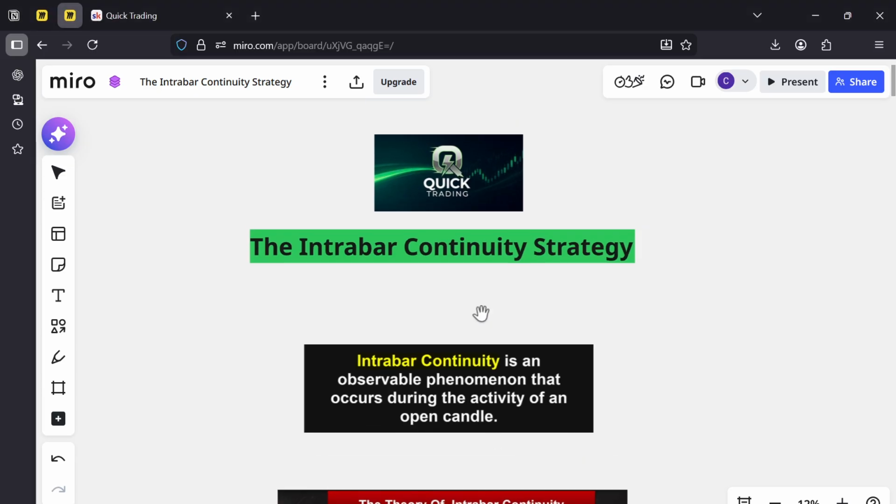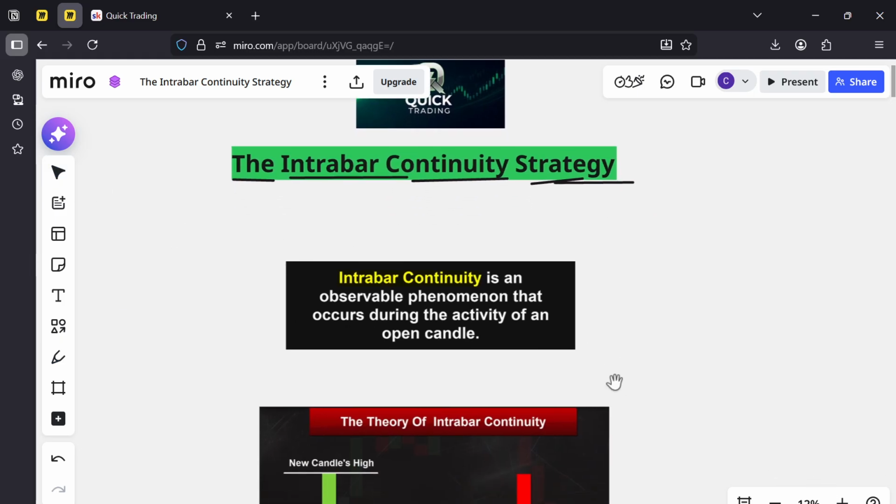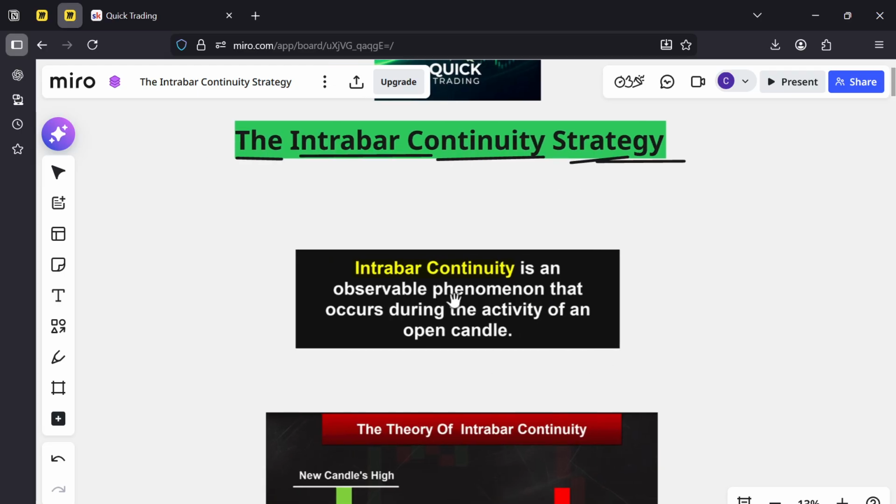Let's get straight into the strategy. This strategy is the intra-bar continuity strategy. So, how exactly does this work? Well, we first need to understand what intra-bar continuity is. Intra-bar continuity is an observable phenomenon that occurs during the activity of an open candle.